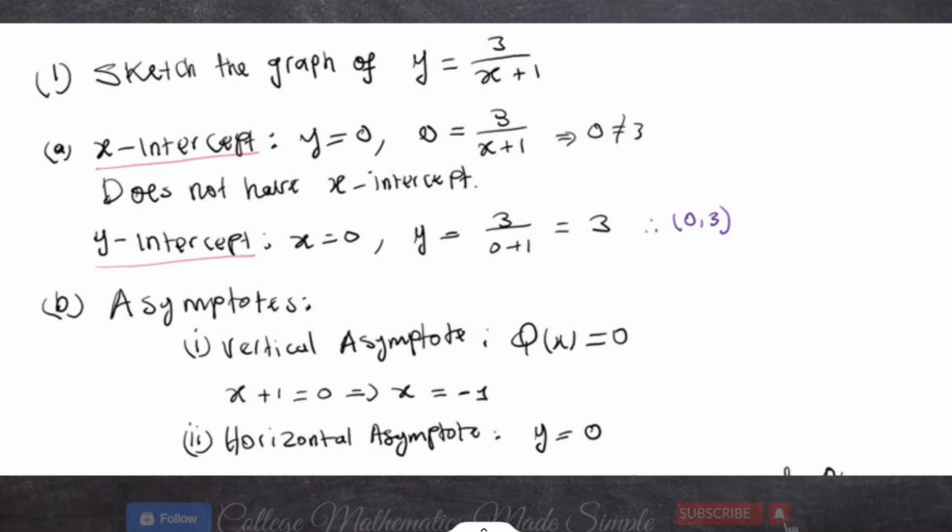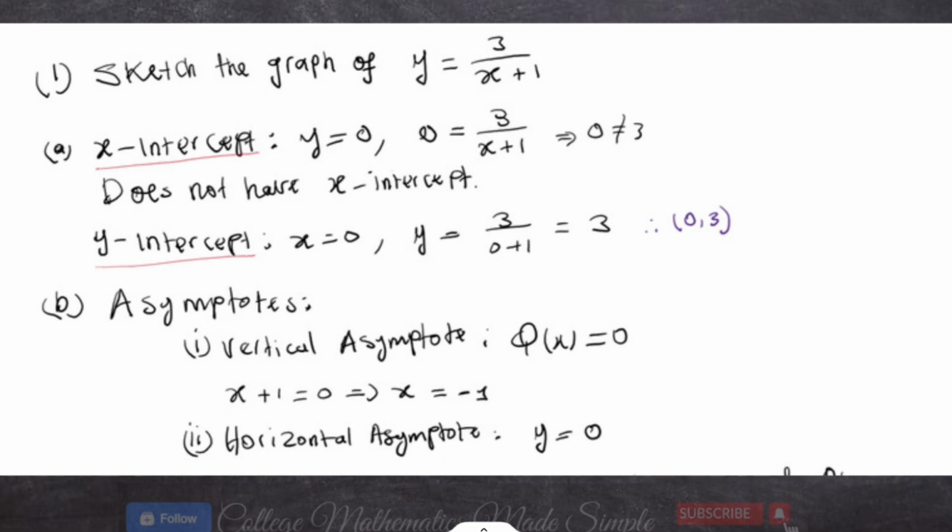Next, we find the asymptotes. So asymptotes are just lines that the graph approaches. There's a vertical asymptote, horizontal asymptote, and the slant asymptote. The vertical asymptote occurs where the denominator is equal to 0. So you equate the denominator to 0. So x plus 1 equal to 0, which implies x is equal to negative 1.